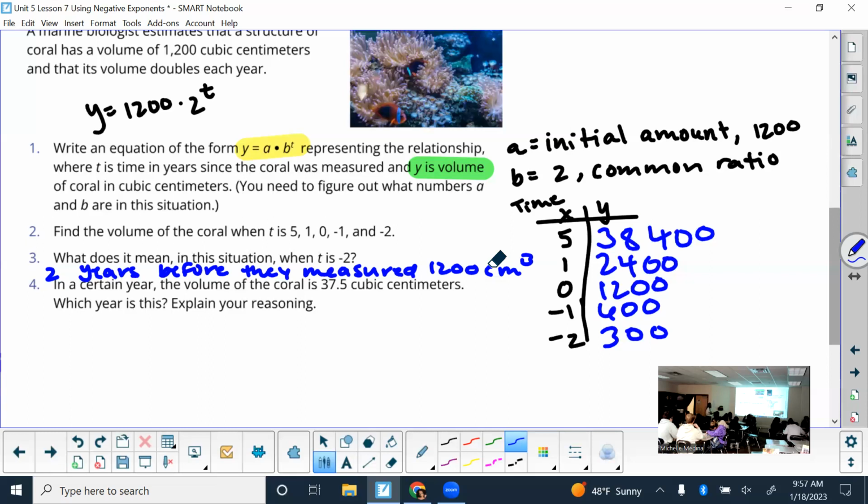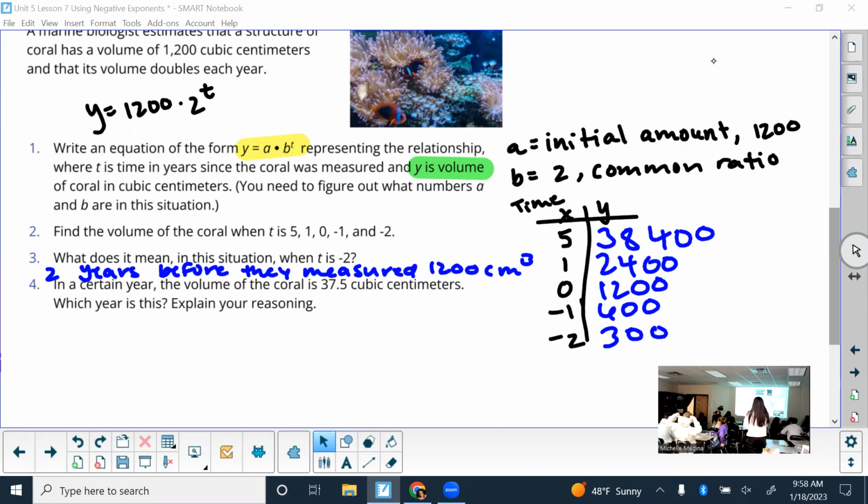All right. Number 4, in a certain year, the volume of the coral is 37.5 cubic centimeters. In your groups, figure out what year that is. If you already know, great. Just in your groups, briefly try and figure that out. I'll give you about a minute. Who thinks they know what year the volume would be? Peyton? Okay, so they're saying T is -5. Anyone get something else?